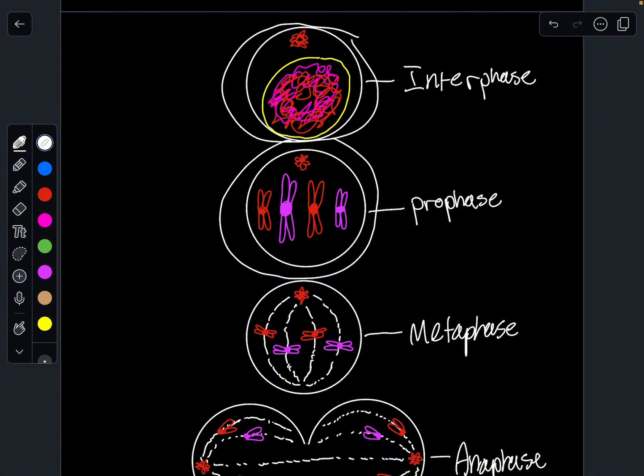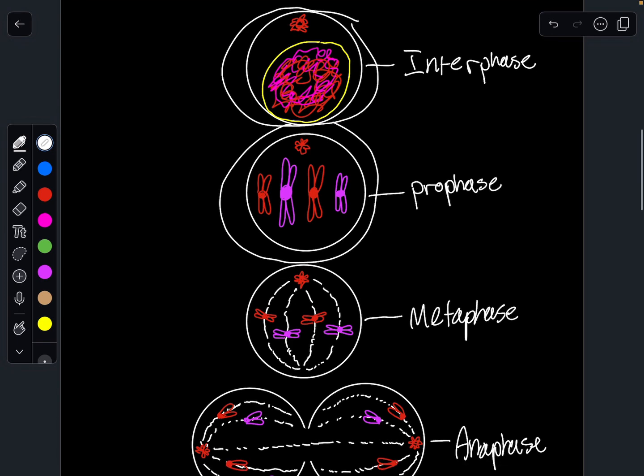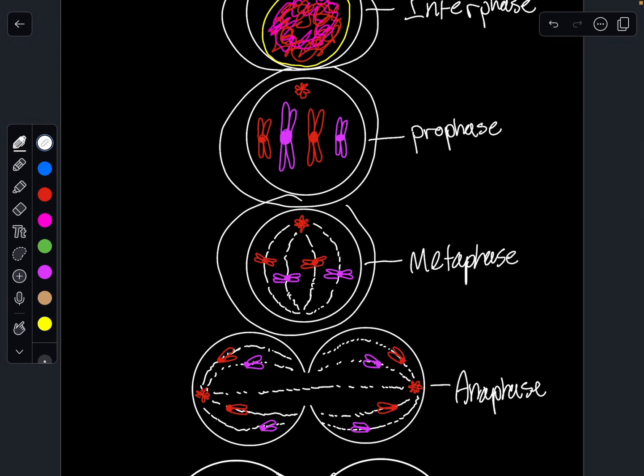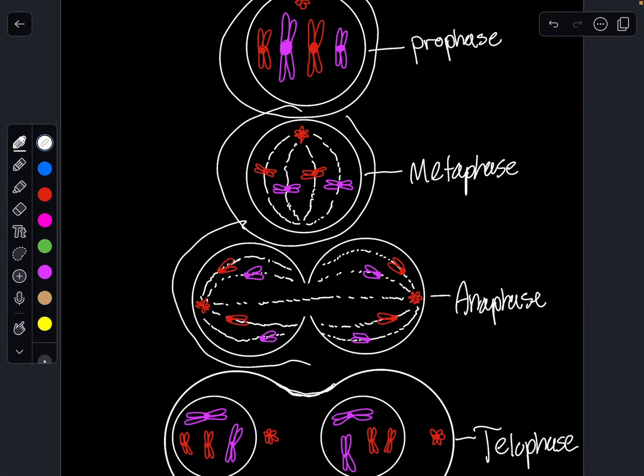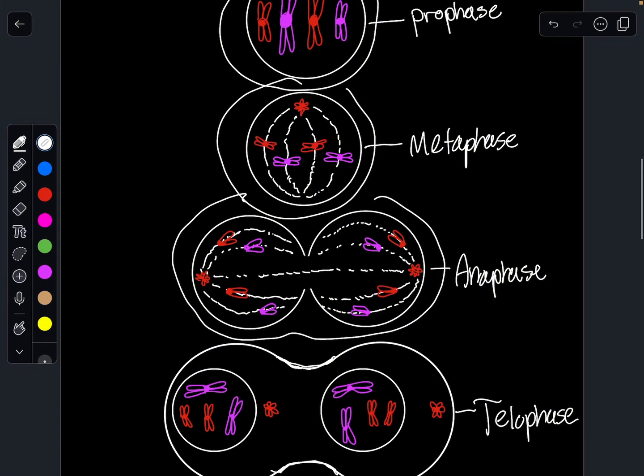Then as we move on to prophase, the chromosomes condense and then the nucleus disappears. So then we move on to metaphase, which is where the chromosomes align in the center of the cell and attach to microtubules in preparation to split apart. While moving on to anaphase, the chromatids separate and move to opposite ends of the cell. This stage ensures that each cell contains identical chromosomes after splitting.